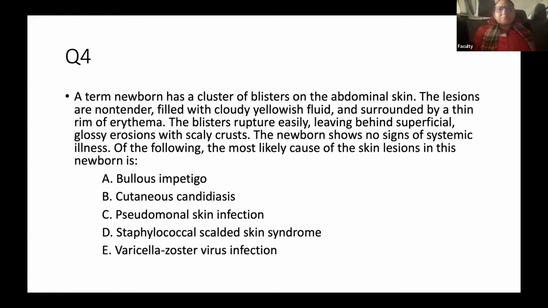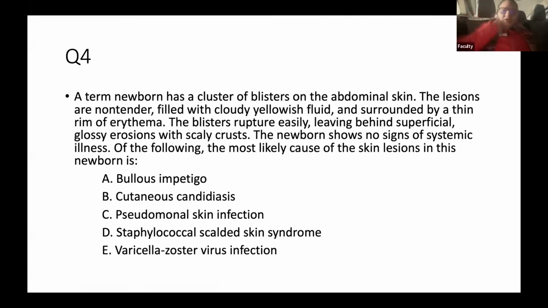Any answer? I can see the answers in the chat box though. So some of them have answered correctly. It is bullous impetigo.